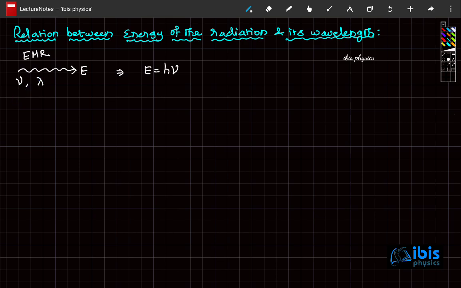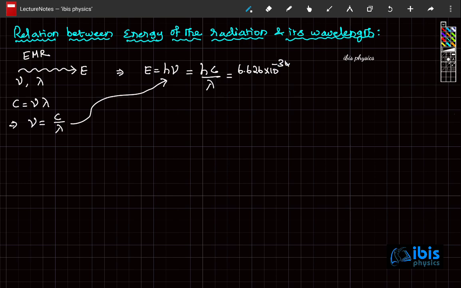The velocity of any electromagnetic radiation or wave is the product of frequency and wavelength. Hence, frequency can be written as c divided by lambda. Substituting this here, we get energy equal to h into c by lambda. h is the Planck's constant, 6.626 into 10 power minus 34 joule second, and c is the velocity of light, 3 into 10 power 8 meter per second, whole divided by lambda.